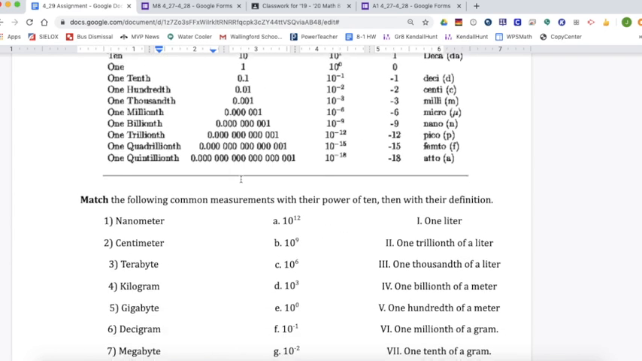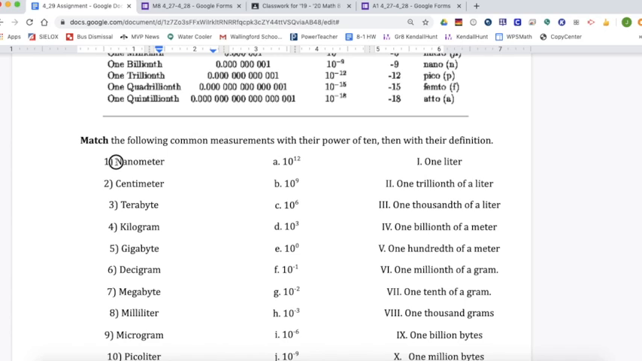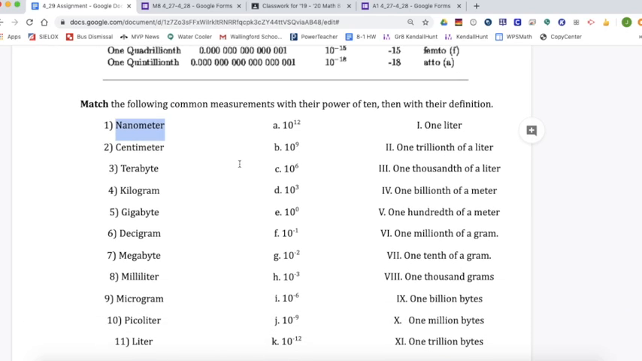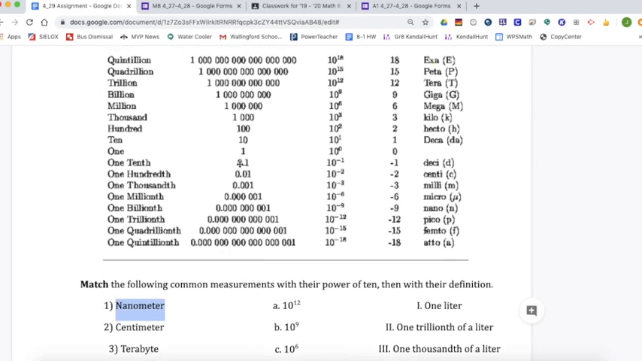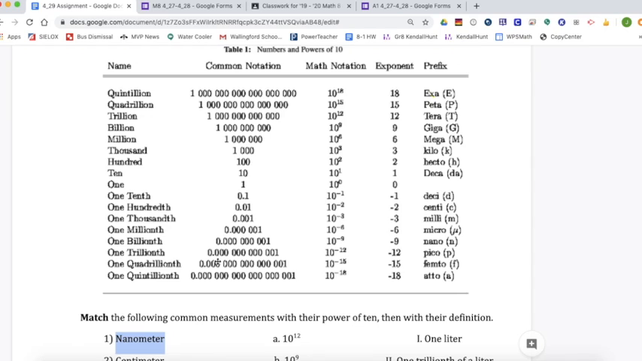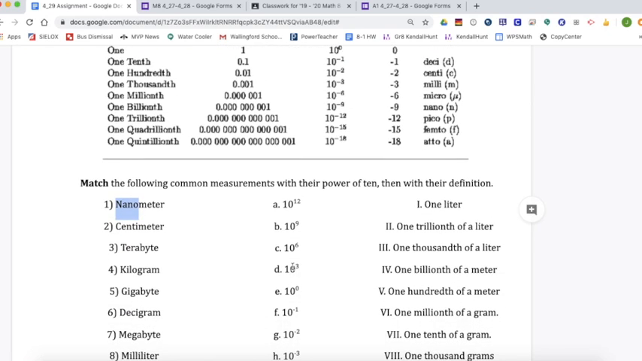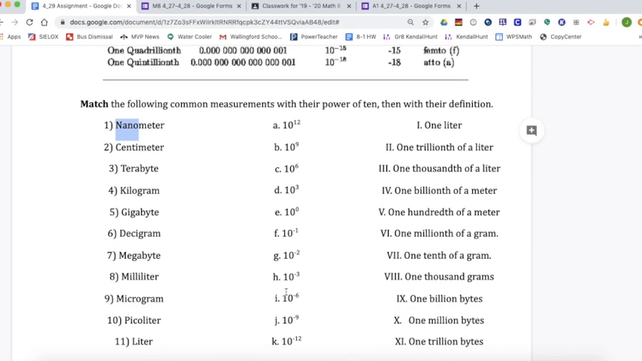And you're going to match the measurements, like nanometer, with whatever power of 10 corresponds to nanometer. So where do you see nano, where do you see meter? It's really just looking at the prefix. What is nano telling you about that meter? Is it 10 to the 12th meters? Is it 10 to the 0 meters? Is it 10 to the negative 3 meters? How many meters is a nanometer? And then you're going to put that in words over here. There are only 2 meter options, so it's either a billionth or a hundredth. So you're going to do that matching.